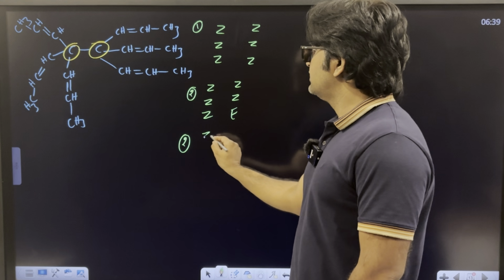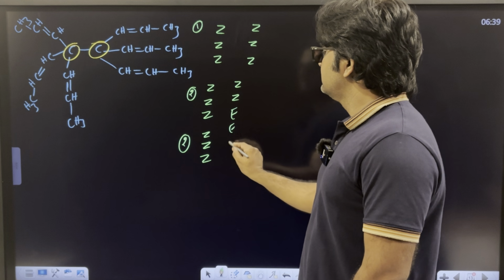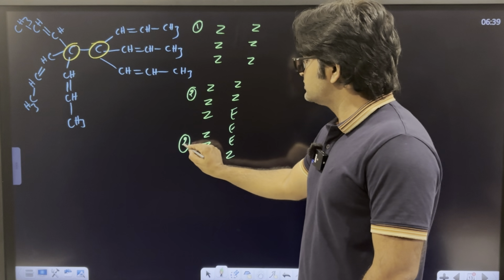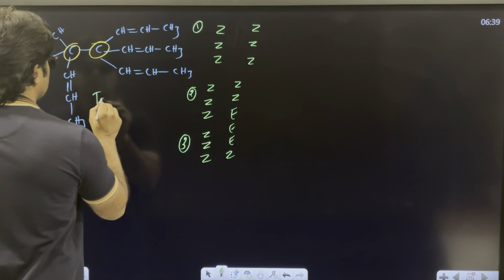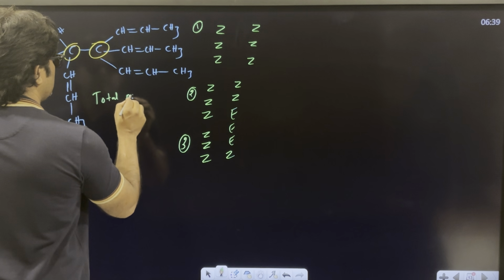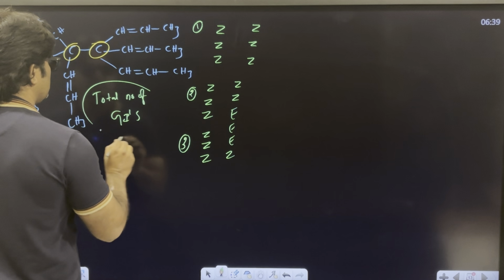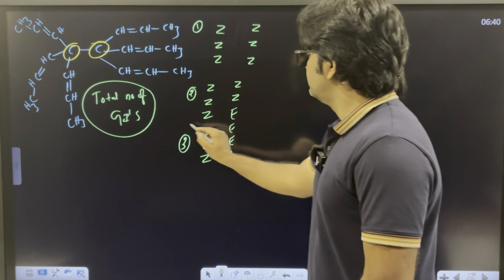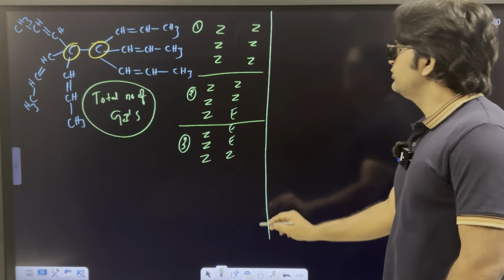Now come to the next one, Z, Z, Z. Next one here, E, E, Z. This is one possibility. I think this is the third possibility, right? Your question is directly the total number of geometrical isomers. Now this is the third possibility. Okay. Come to the next one. Fourth possibility.